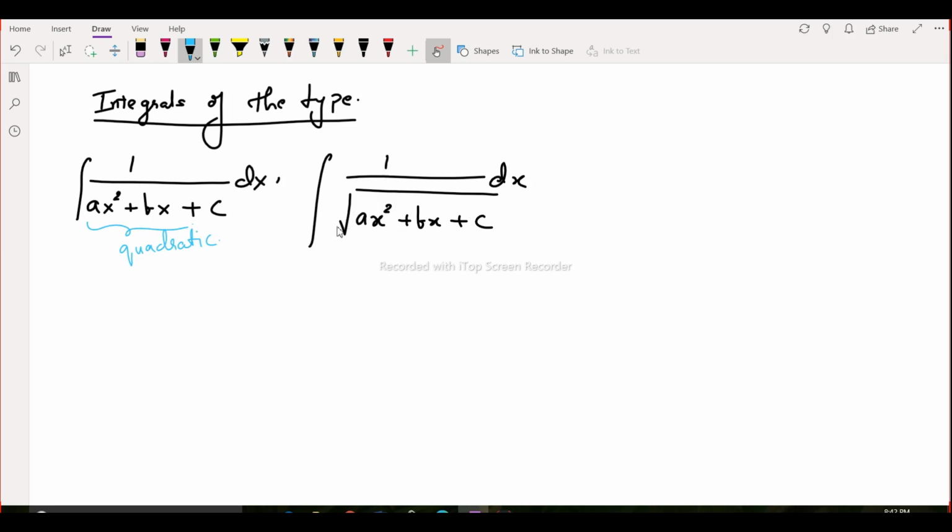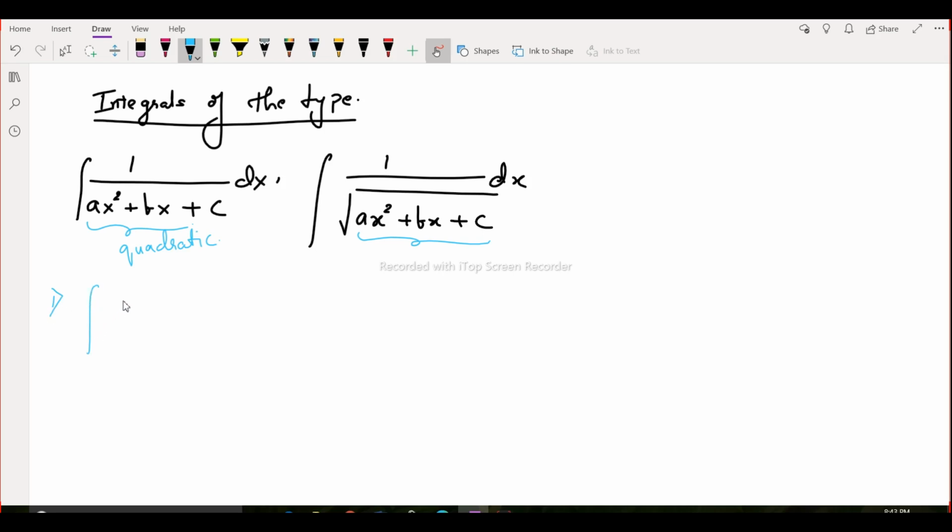In the numerator you will have 1 and in the denominator you will have square root and then a quadratic. Okay, so let's see how we can solve this. In this we'll again be using the seven formulas which we have discussed in the last lecture, and let's start off with one of the questions to see how we can solve it.